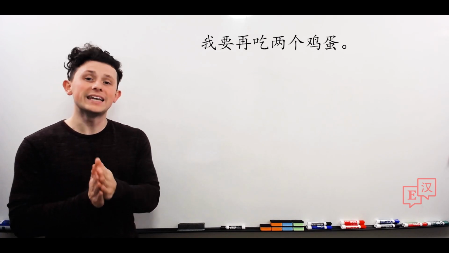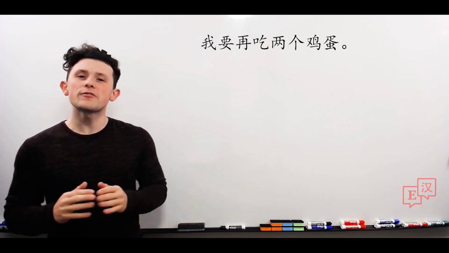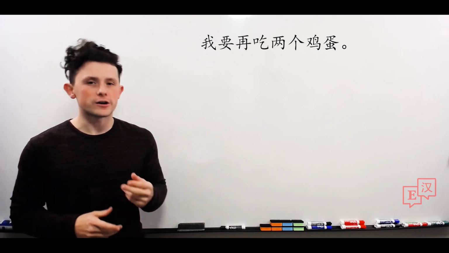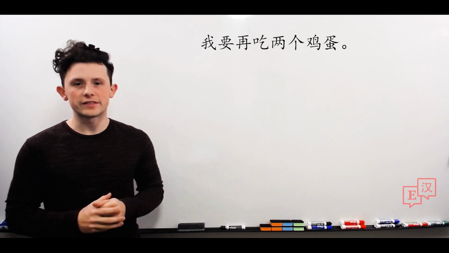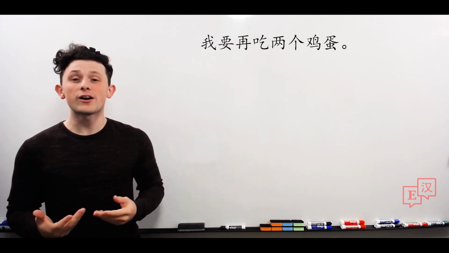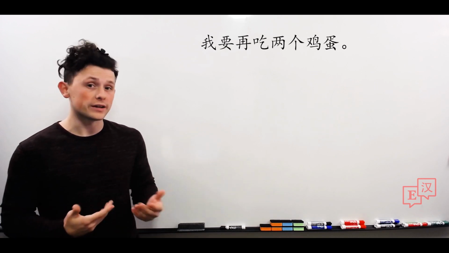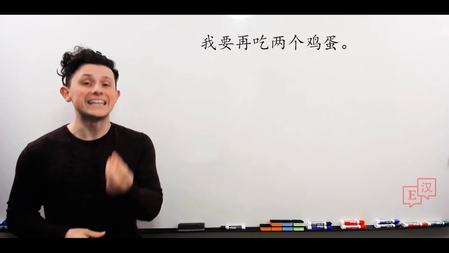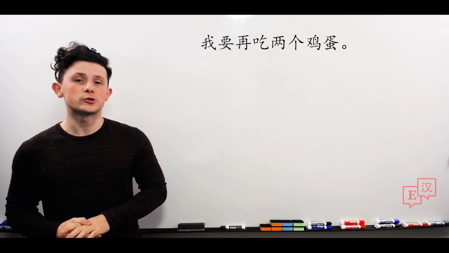Now note real quick, 2个. You will notice in none of our examples up to this point I have ever said 2个, and that's because we do not use 二 in this way. When we want to say two or a pair of something, especially when counting quantity, we will always use 两. We'll see more of this in future classes.